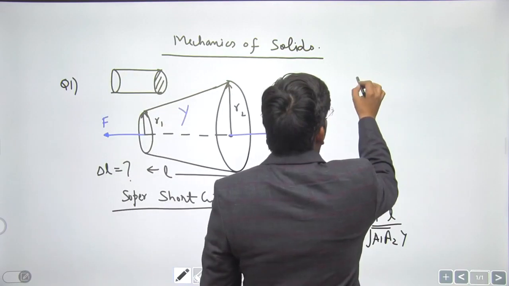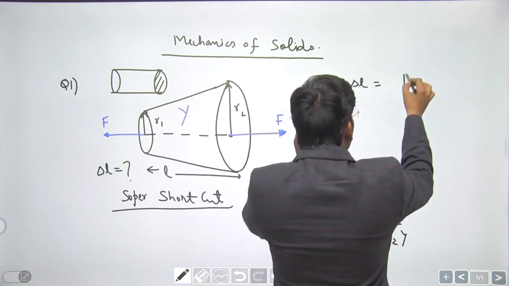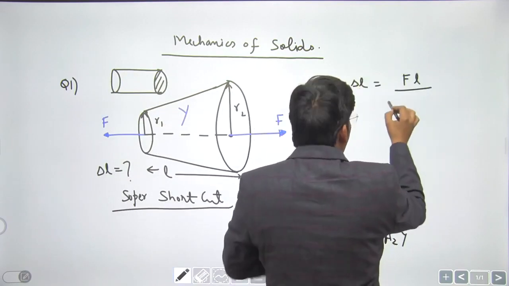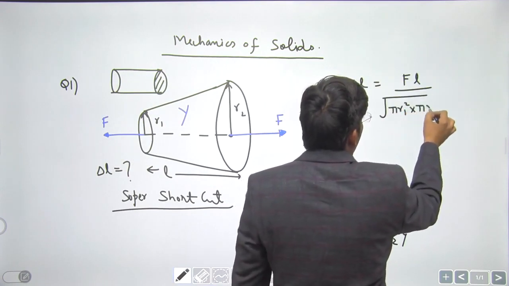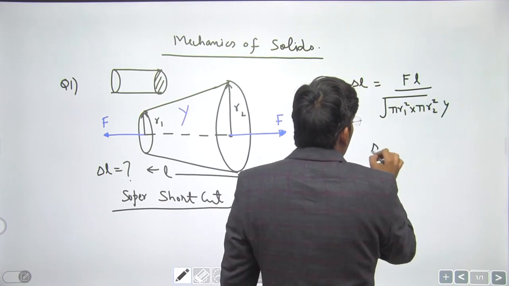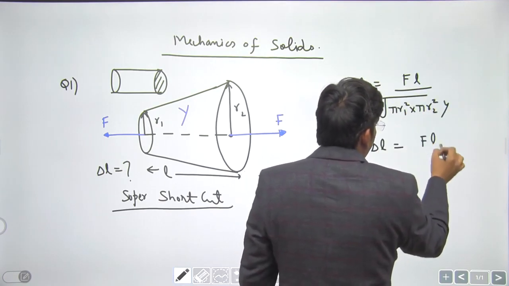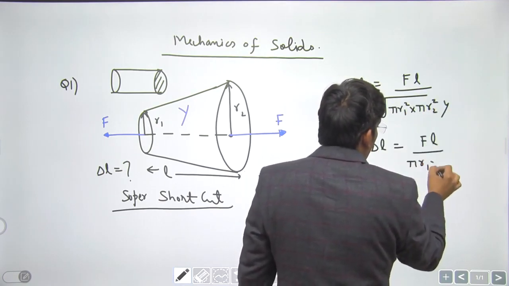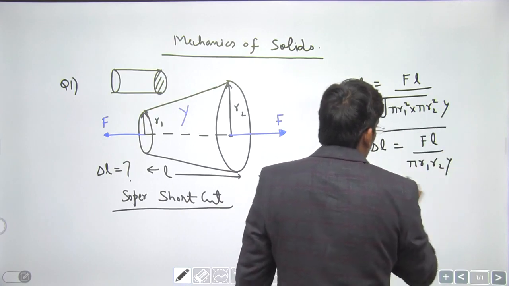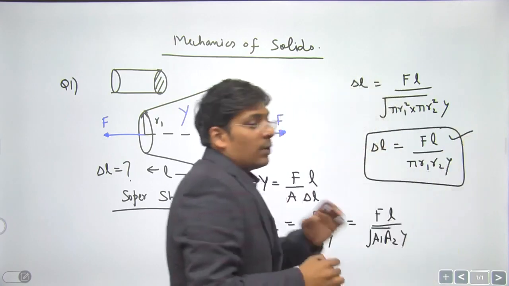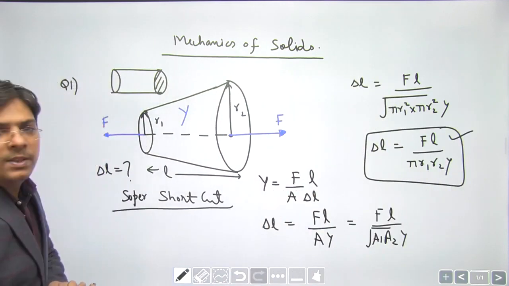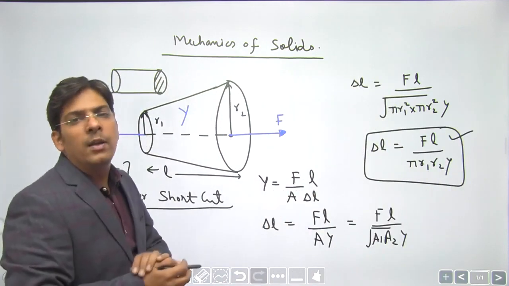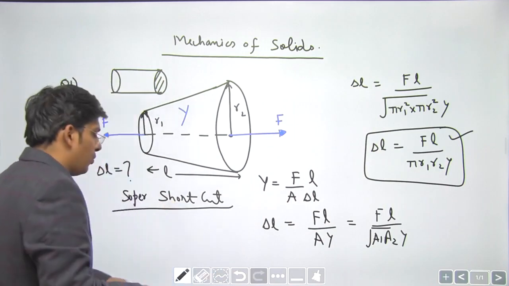So this is actually FL divided by root A1 A2 into Y. What is root A1 A2? It is root of pi R1 square multiplied by pi R2 square. So the extension produced here is FL divided by pi R1 R2 times Y, dear students. This was a difficult question. It was not an easy question, but I hope with the help of the shortcut you are able to solve it very quickly. Kindly note down, dear students.